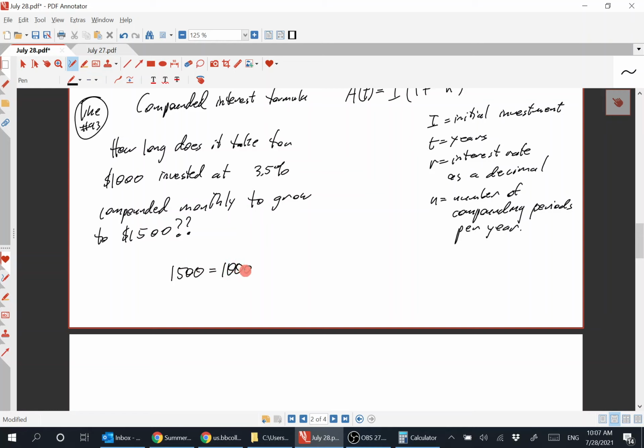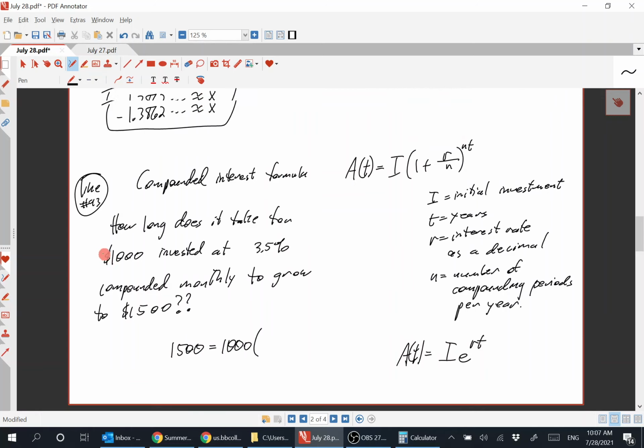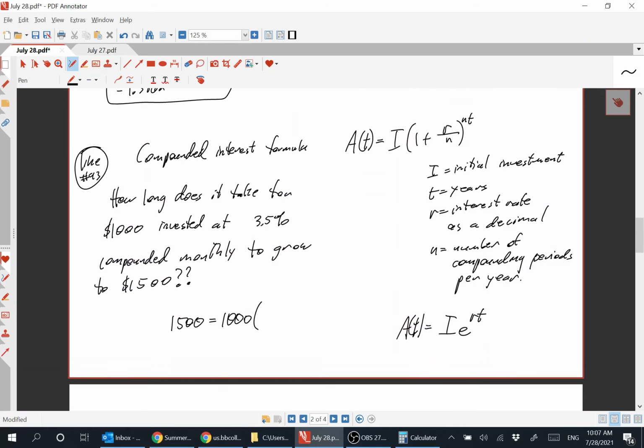But what about continuously? Continuously, then it's A of t equals I times e to the rt. It doesn't fit in too well with this narrative, so I'm not really going to talk about it much. You have to start talking about limits for this to make more sense. So I'm really not going to ask you about that.